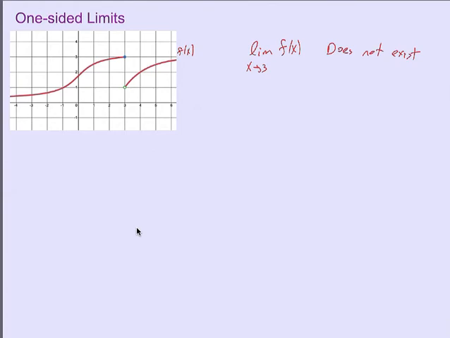But sometimes we don't need to know what's happening on both sides. Sometimes we only care about what's happening from one side. So let's say we only care about what's happening as x approaches 3 from the right. Well, we do have a notation for that also. We would write the limit of f of x as x approaches 3 from the right. We put a little plus sign as a superscript, kind of where the exponents usually go, next to that 3, and we read that as from the right. And we can say the limit of f of x as x approaches 3 from the right appears to be 1.